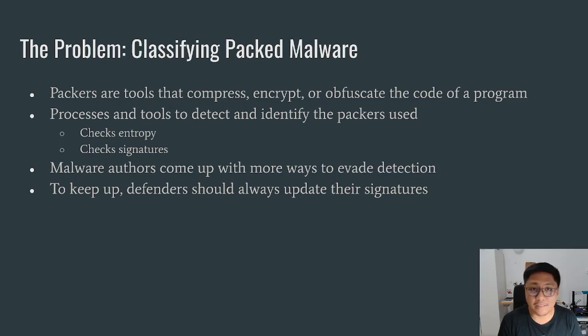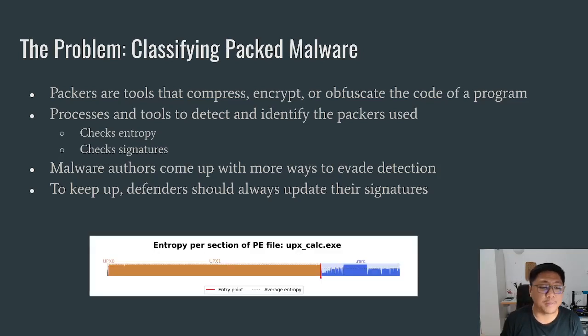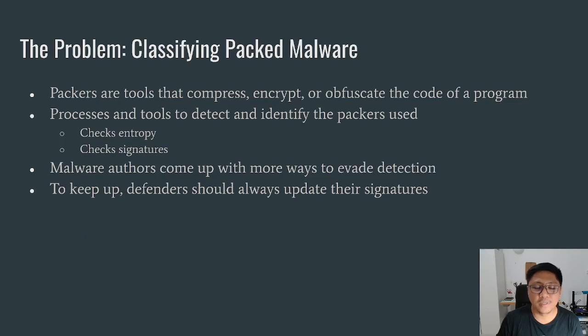And there are processes and tools that the community has developed to be able to detect and identify the packer that is used. Number one is the use of entropy, wherein it checks the amount of randomness in a program. While this works, it allows us to identify if a packer is encrypted. It doesn't really tell us the packer tool that is used. And this is where signatures come in.